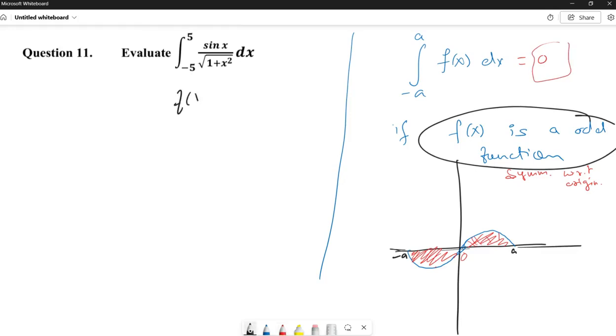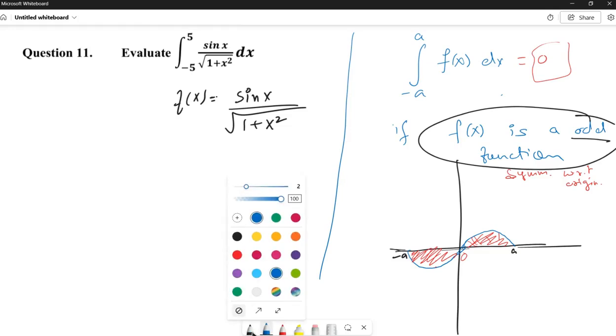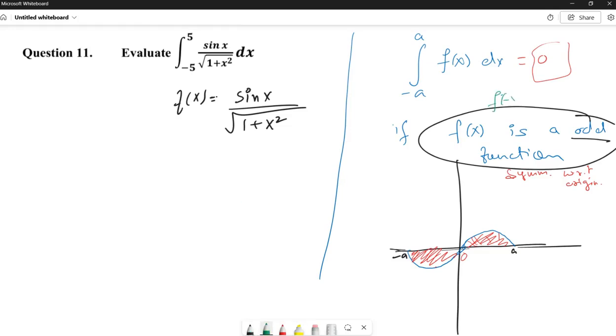The function used in our question is very complicated: sine of x divided by the square root of 1 plus x squared. To check if it is an odd function, the definition is that it is odd if f of -x is the same as negative of f of x. That's the property for odd. That is the definition of odd. So I'm going to try to find f of -x.